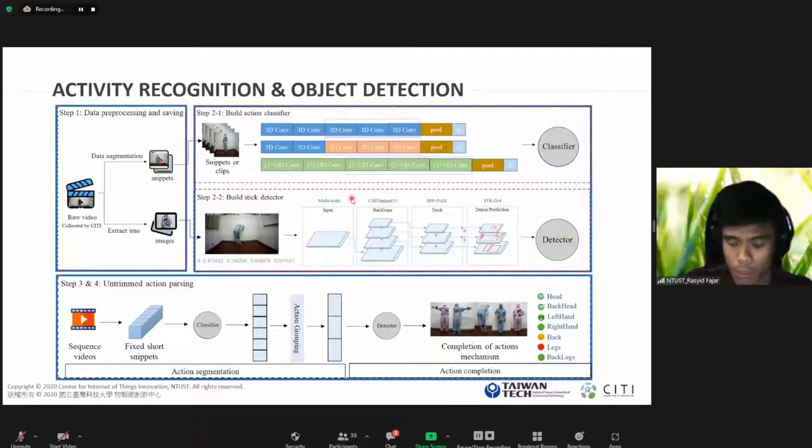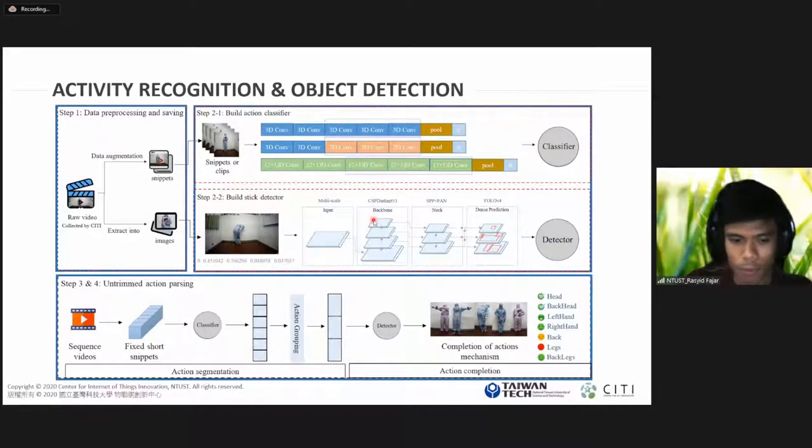First, in this method, we need to pre-process the video. The pre-processing is making 1-second-long video snippets from a full sequence video. So we cut a full sequence video into several short snippets. And these snippets are the input for the 3D CNN to be classified. And the classification results are the action segmentation of the video. So the model will know what the person is doing at a specific time.